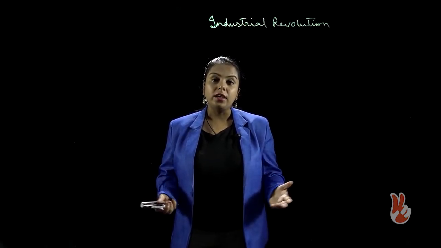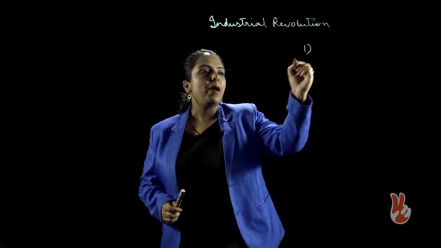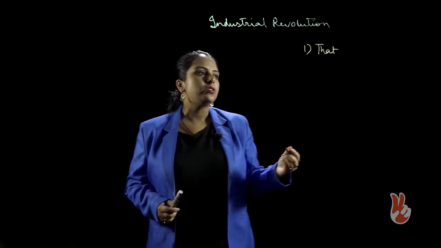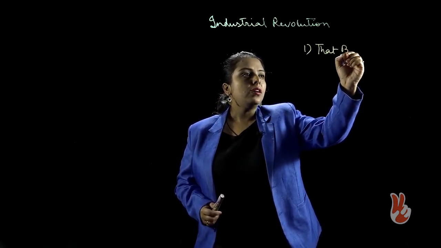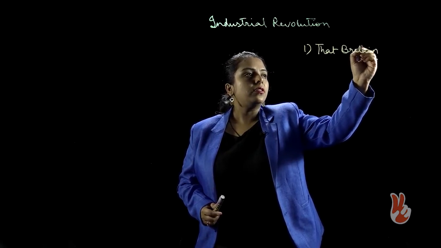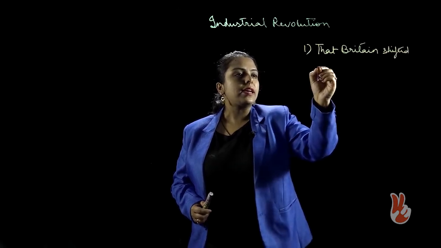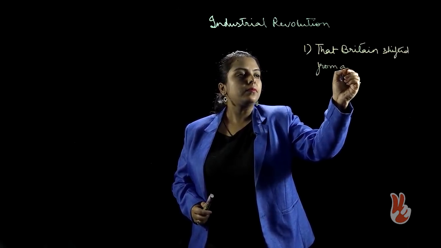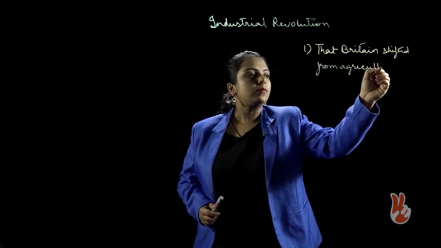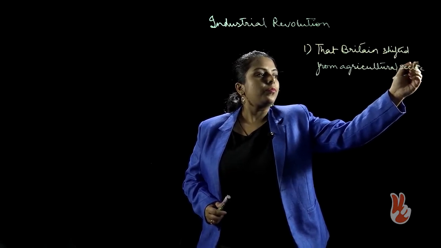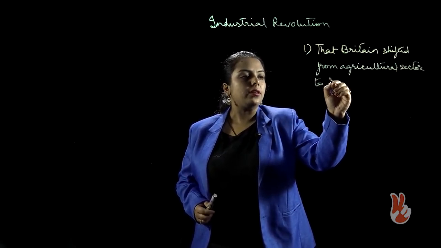Now, there was a far reaching impact on society due to the Industrial Revolution. What was the first impact? The first impact was that Britain and all those countries which adopted the Industrial Revolution shifted from agricultural sector to industrial sector.